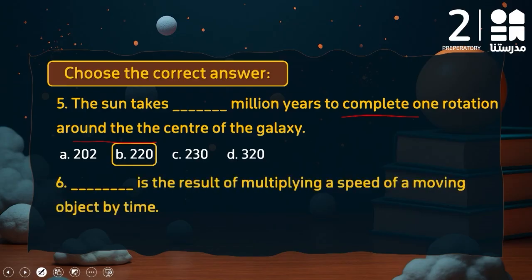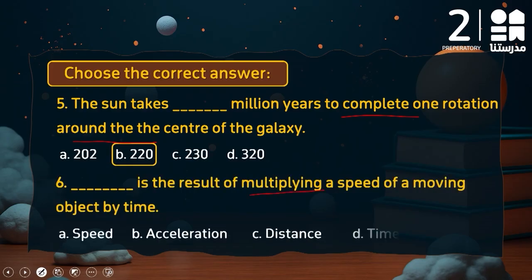What is the result of multiplying the speed of a moving object by time? Our rule: speed equals distance over time. So when multiplying speed by time, it equals distance.